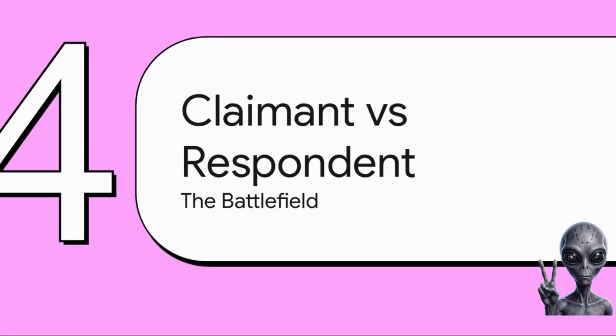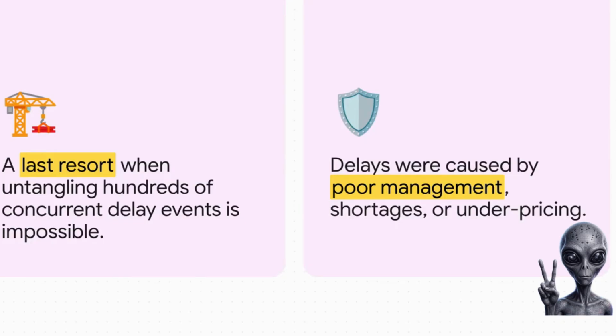Section 4. Claimant versus respondent strategies. The battlefield. Let's look at the strategic tug-of-war that happens during a dispute. On one side, contractors view the global claim as a necessary, absolute last resort. I mean, when you've got a $500 million project bogged down by 75 different design changes and totally unprecedented weather, untangling that is a nightmare.